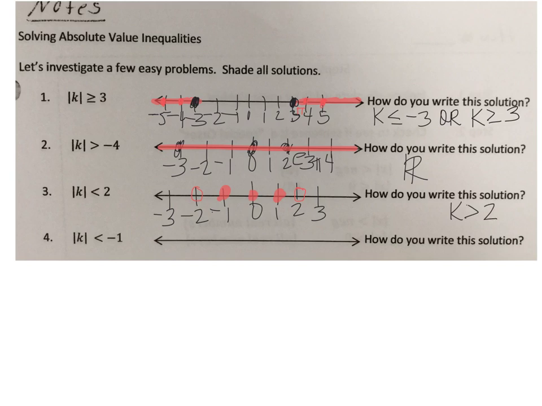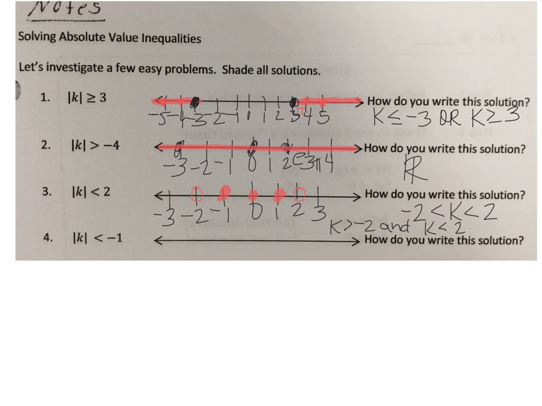K is less than 2. Right. K is less than 2, and -2 is greater than K. That's our one statement. Or we could write that K is greater than -2 and K is less than +2.